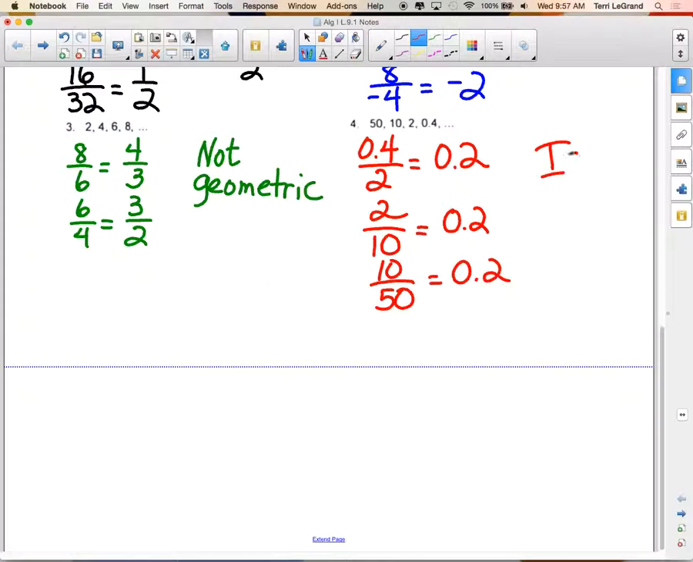So this is geometric, and our multiplier is what? 0.2. Okay.